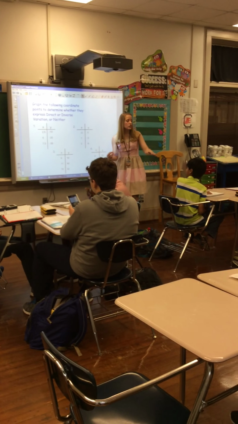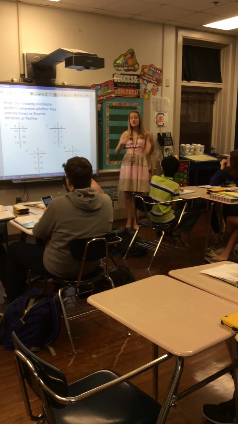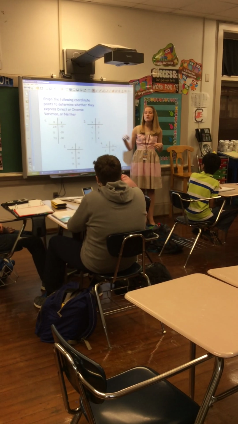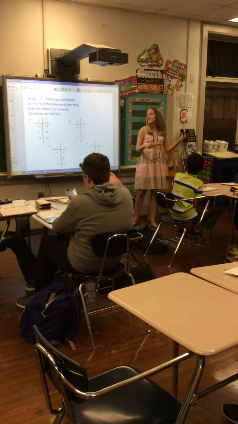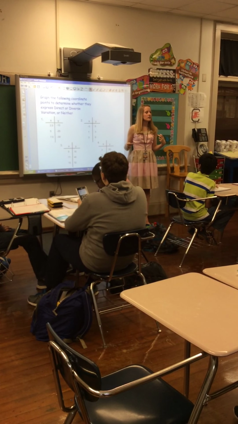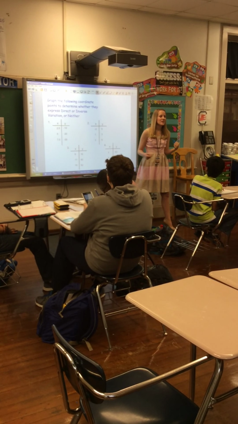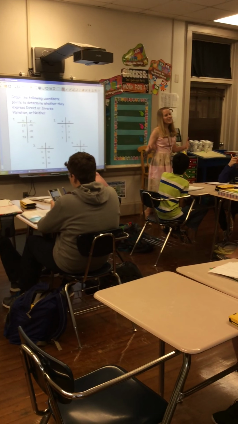Okay, so let's look at it. What y'all think? Neither. So let's consider. If we're thinking about direct, what's 0 divided by negative 3? 0. What's 3 divided by 1? 3. What's 6 divided by 3? 2. Do I have a constant of variation?